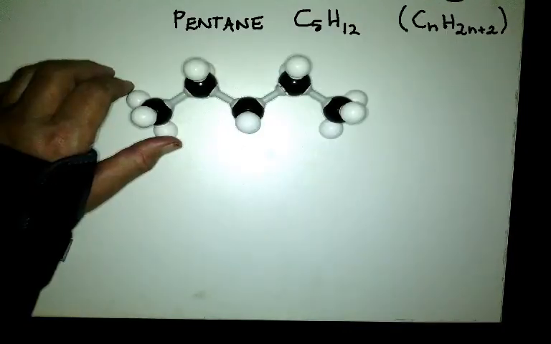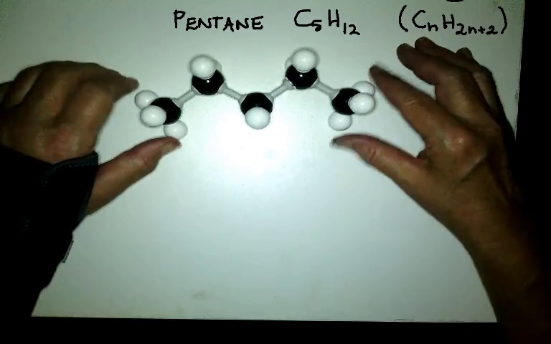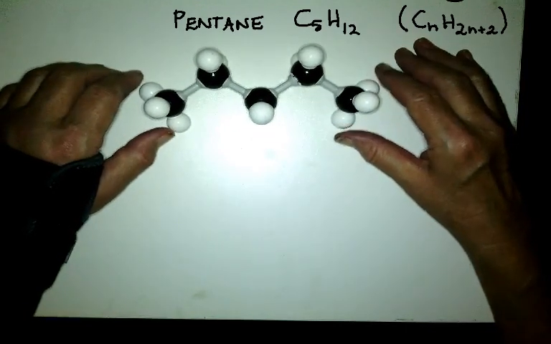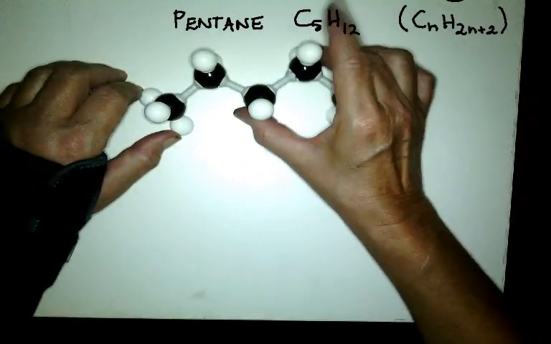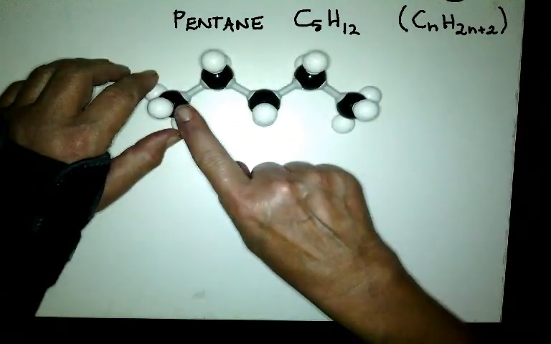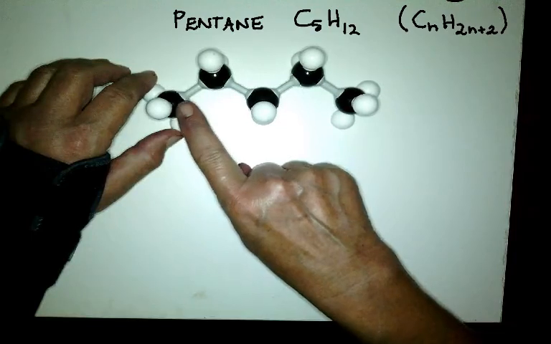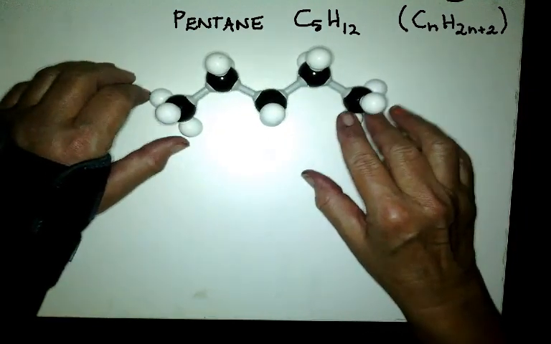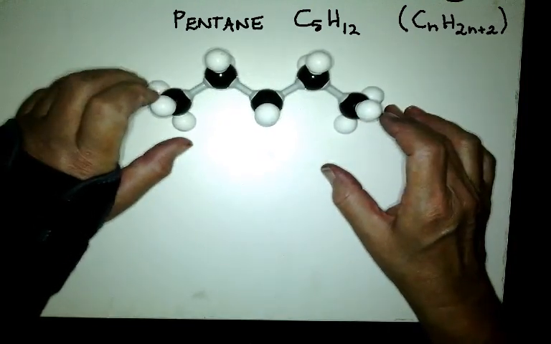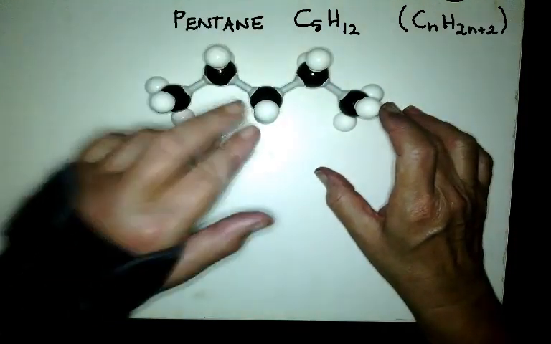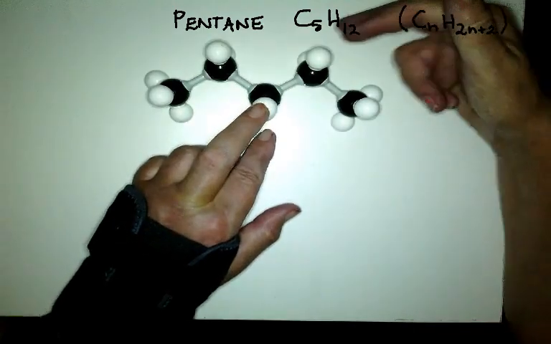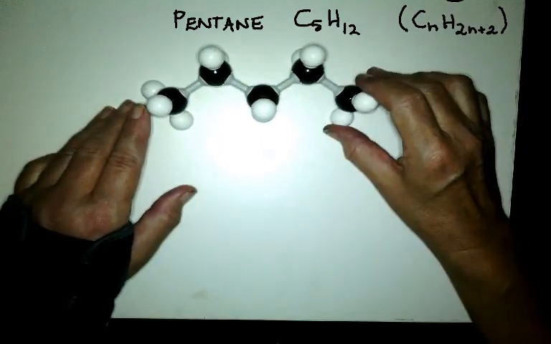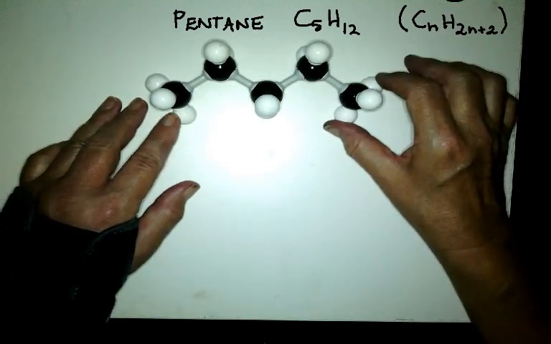So here I have a model of a molecule of pentane. Pent, because there are 5 carbons in the longest continuous chain: 1, 2, 3, 4, 5. And the number of hydrogens would be 3 and 2 is 5, and 2 is 7, and 2 is 9, and 3 is 12. So this is the structural formula for pentane.